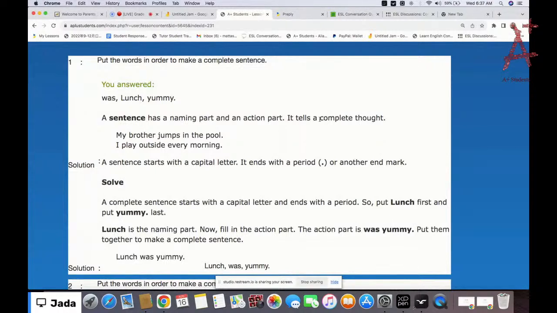Okay. So now my brother jumps in the pool. I play outside every morning. So naming part could be my brother, and then I could be also the naming part. Then action part, jumps in the pool. Action, jumps. When you're jumping, that's the action going on. Play outside. So play, action. Okay.